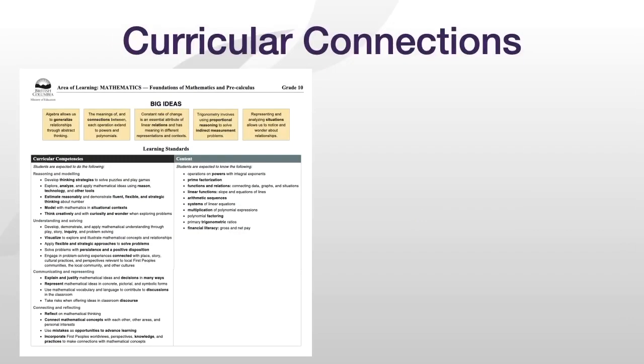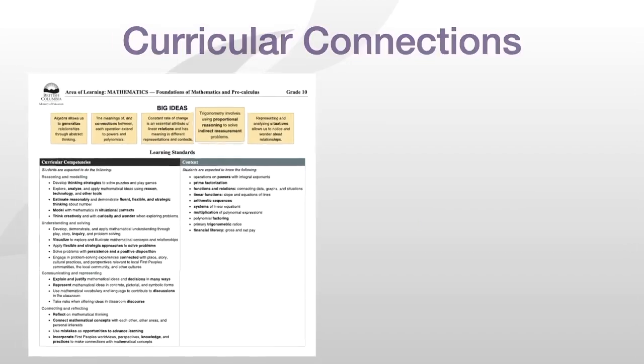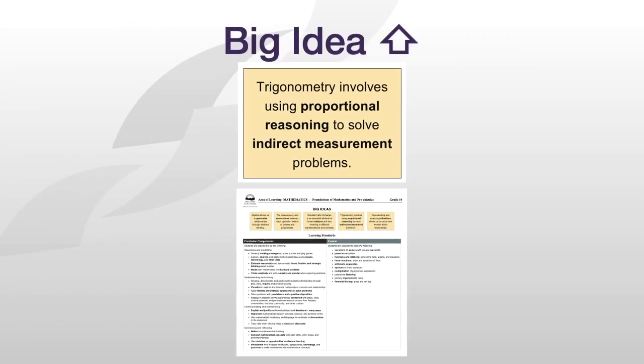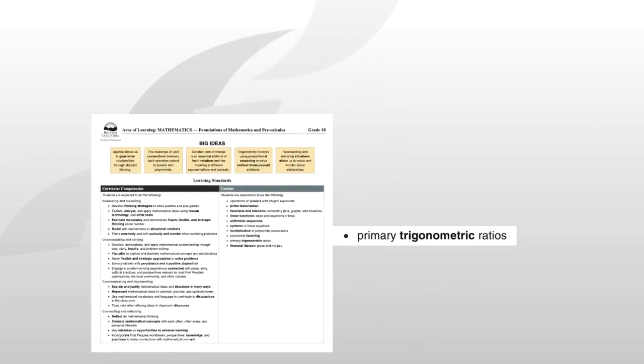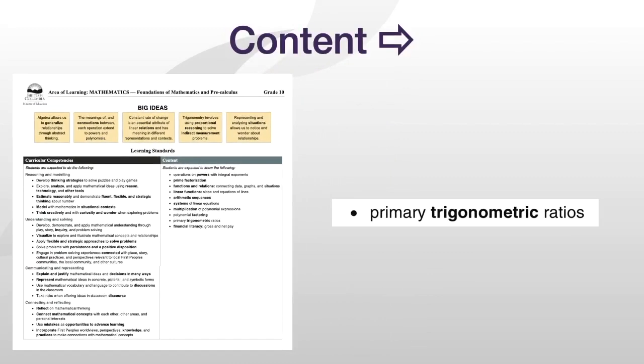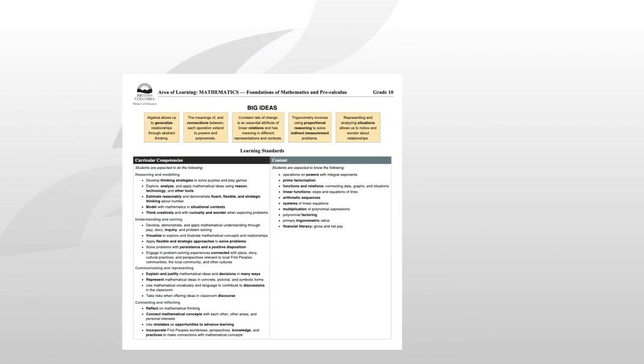This video addresses several learning standards in the Foundations of Mathematics and Pre-Calculus 10 curriculum. Proportional reasoning emerged through the trigonometric ratios in similar triangles. We also highlighted how trigonometry is a powerful concept for modeling and solving problems to measure things indirectly. In this content standard, we focused on the primary trigonometric ratios of sine, cosine, and tangent.